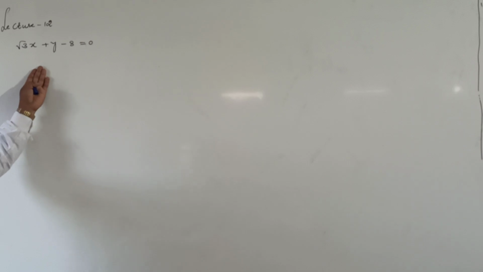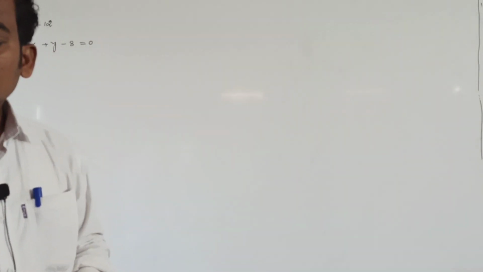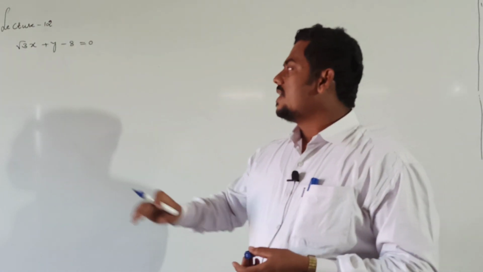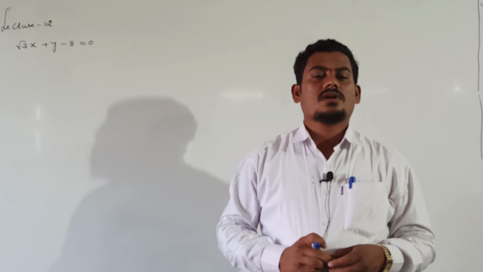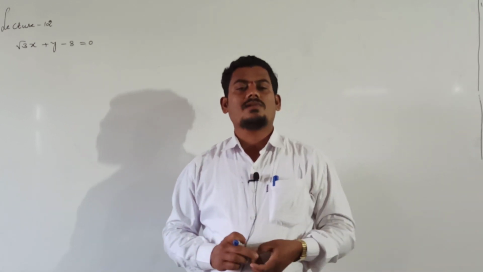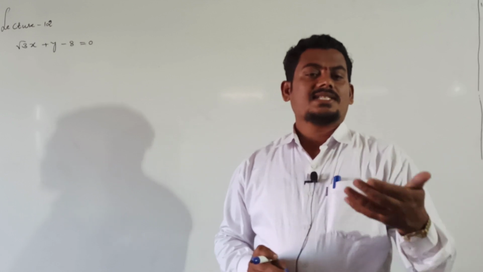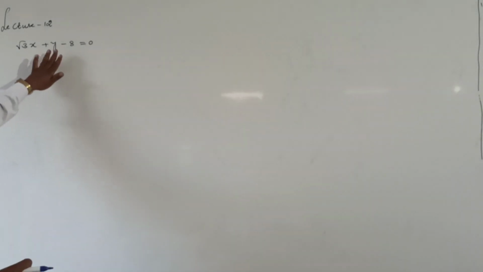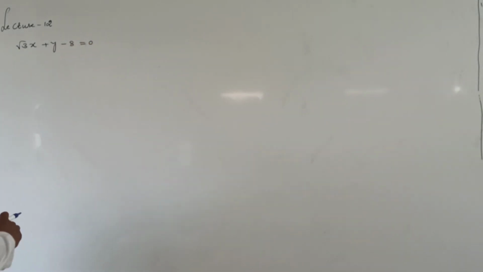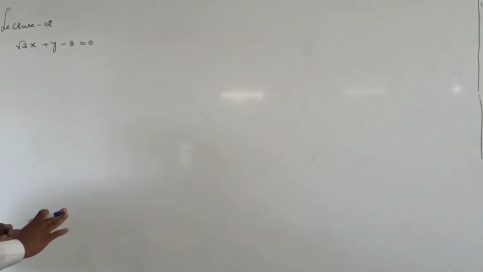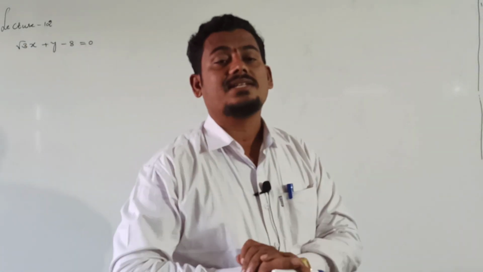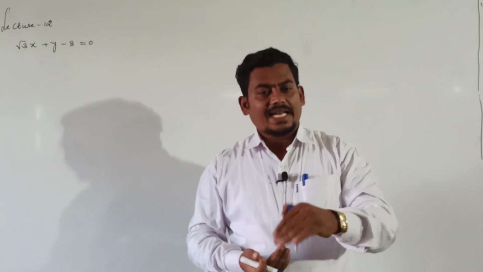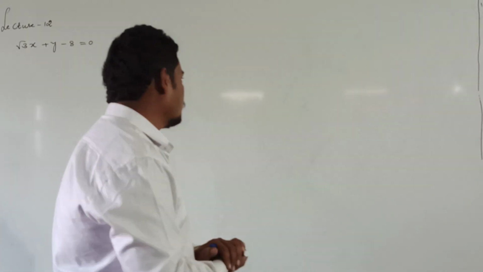Reduce this equation into normal form. Normal form of the equation of the straight line means convert this equation into the form x cos alpha plus y sin alpha is equal to p, where p is the distance between origin and line. For that, what we do? First thing, send the constant term to the RHS.